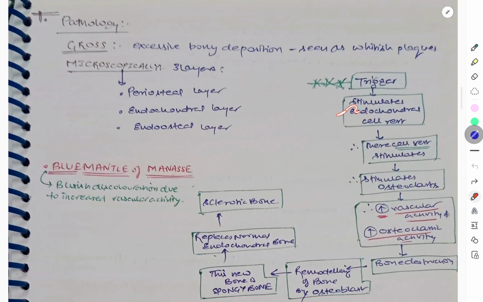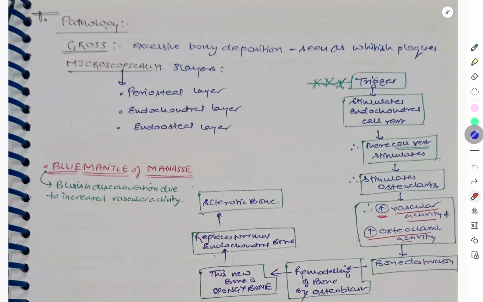So these triggers will stimulate the endochondral cell rest, and when this endochondral cell rest is stimulated, that will stimulate osteoclasts. When osteoclasts are stimulated, that will cause more bone destruction and more vascular activity. And this is a phase of more vascular activity, that is very important in diagnosis also. So here we say it as the blue mantle of Manasse, that is bluish discoloration due to increased vascular activity. Okay, so this was a phase when osteoclasts were stimulated more, causing increased vascular activity and osteoclastic activity, leading to bone destruction.